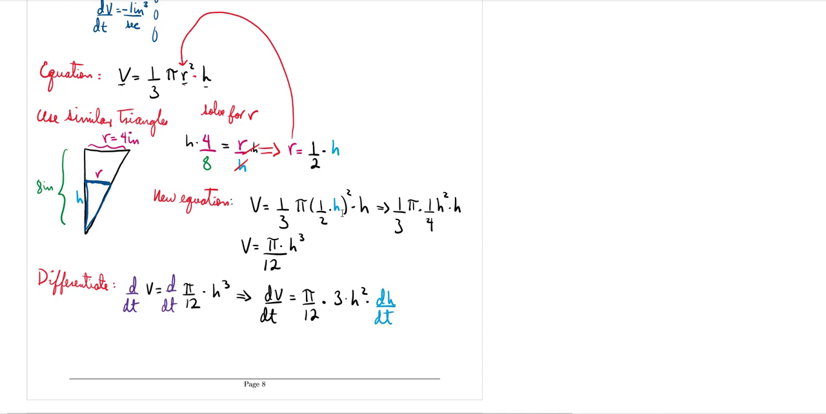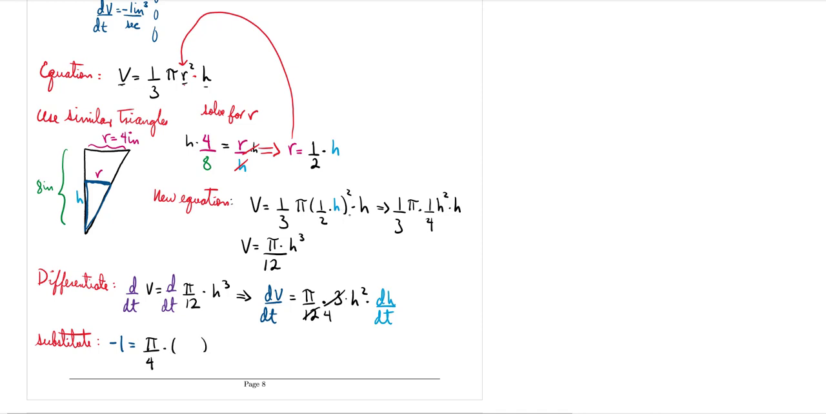Okay, now this is the equation that we're going to be working with. Now we can go ahead and substitute. So what is it that we know? Well, we knew that dV/dt was -1 inch cubed per second. So we're going to have here a -1 equals to, well, can we simplify the pi over 12 times 3? I think we can. 3 divided by 12 is 1/4. So we're going to have here pi over 4 times the height.